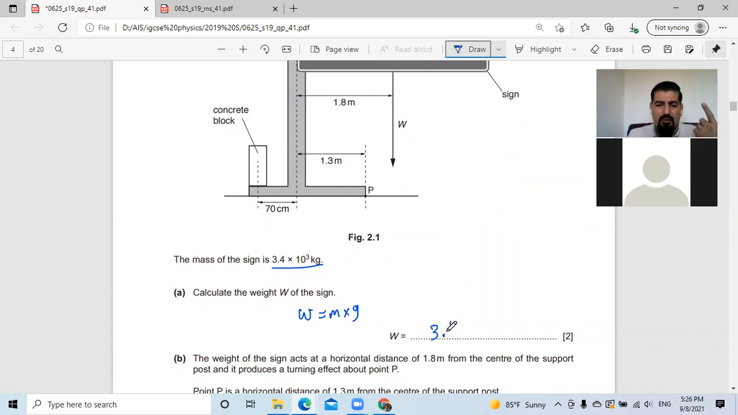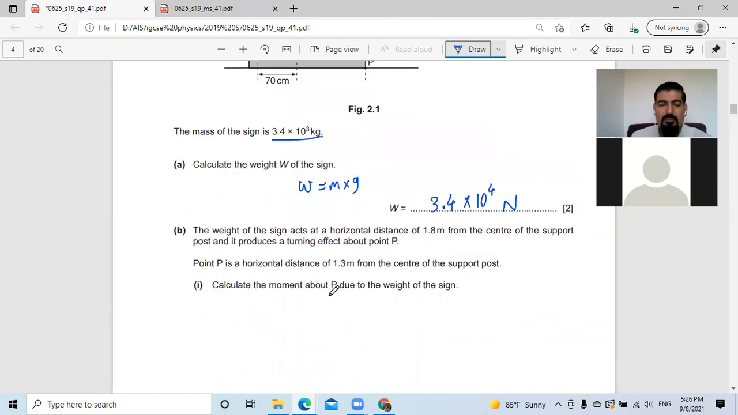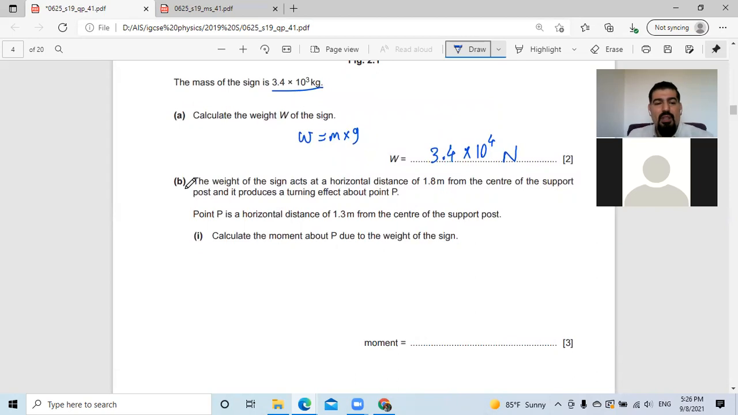So what happens here? It will increase by only one zero, so it will be 10 to the power of 4. And don't forget that it's in Newtons. The weight is not the same as the mass. The mass multiplied by 10 is equal to the weight. Okay, next, part B.